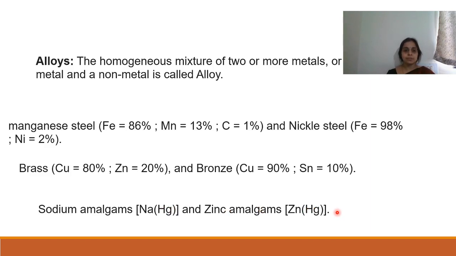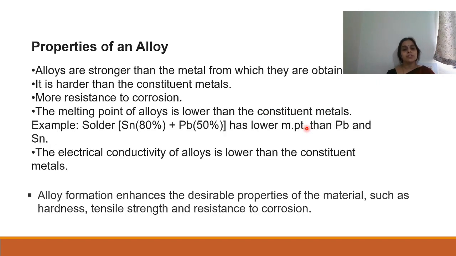So how are these alloys prepared? One particular metal will be melted and fused to the other metal. Both the metals will be melted and fused in different compositions. The percentages vary, and that's how an alloy is prepared. Properties of alloy.